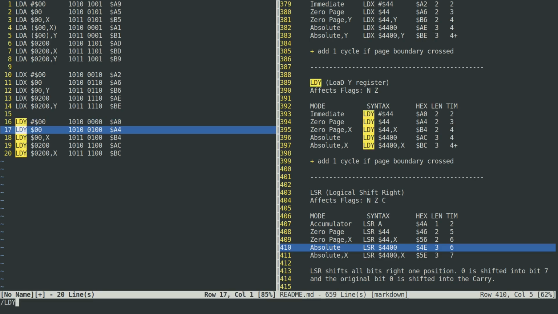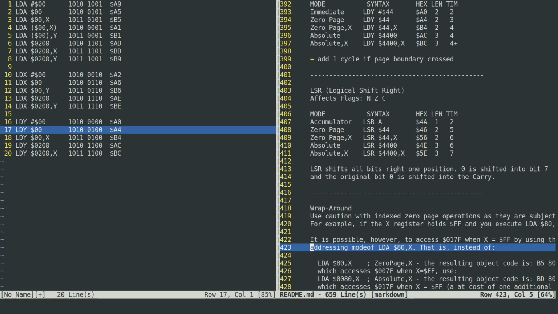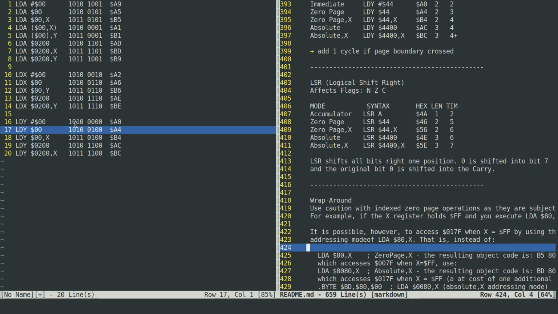Now let's look for LDY. Okay, so just move this a little bit like in here. So LDY immediate A0, yes. LDY zero page A4, correct. LDY zero page indexed by X B4, correct. LDY absolute AC, LDY absolute indexed by X is BC. Now we got BC here.